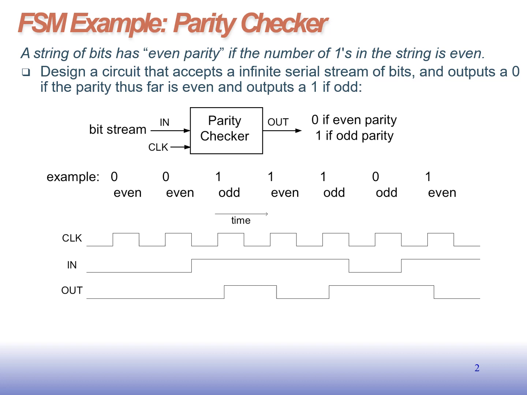So, design a circuit that accepts an infinite serial stream of bits and outputs a 0 if the parity is even and outputs a 1 if odd. Even parity means the output is 0, odd parity means the output is 1. So this is the general block diagram of the parity checker. The input is a bit stream. The example given is the sequence of bits 0 0 1 1 1 0 1.